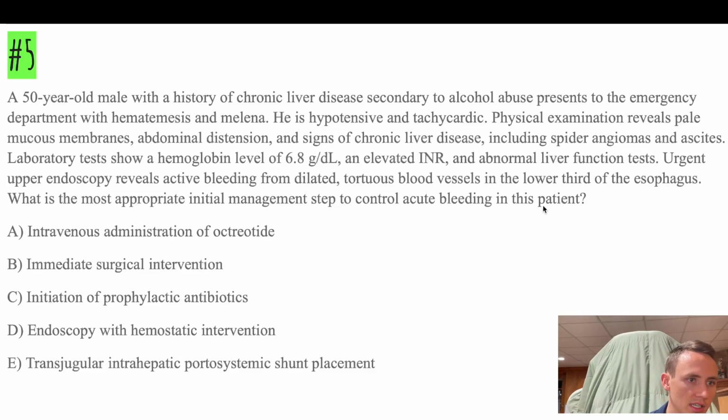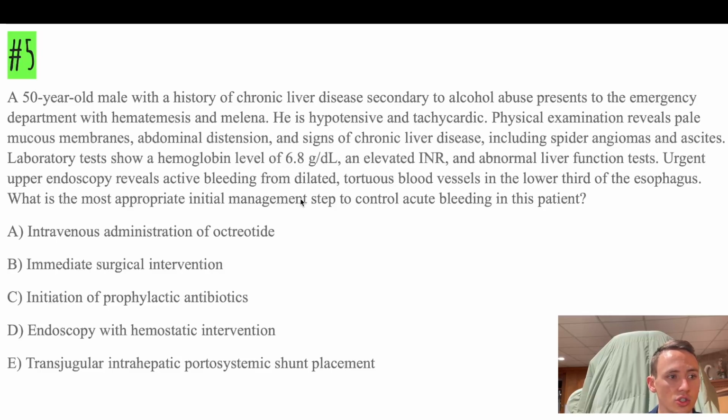So, as you can see in this question, the dilated tortuous blood vessels in the lower third of the esophagus, that's telling us we're dealing with an esophageal varice, and he's actively bleeding here. And we also see he has chronic portal hypertension with chronic liver disease, spider angiomas, ascites, so he has a little bit of cirrhosis going on here. We want to know what's the best next step when you have someone with esophageal varices and active bleeding.